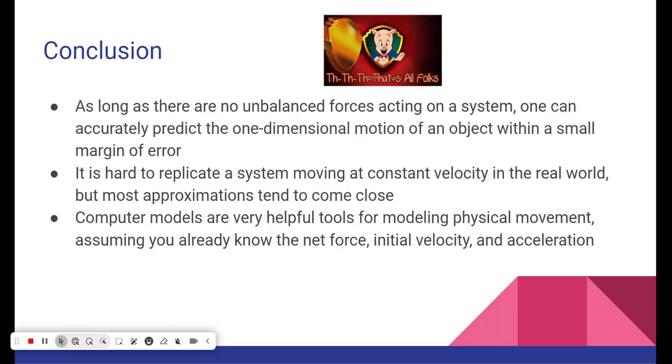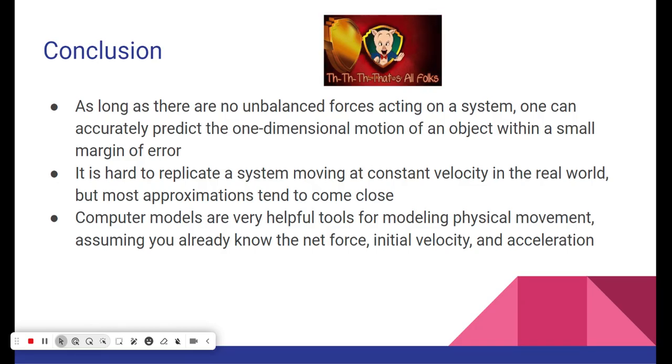For my conclusion, as long as there are no unbalanced forces acting on a system, one can accurately predict the one-dimensional motion of an object within a small margin of error using technology. It is hard to replicate a system moving at constant velocity in the real world because you need a vacuum to actually remove things like gravity and friction and air resistance, but most approximations, like the one here, are pretty darn close, I would say.